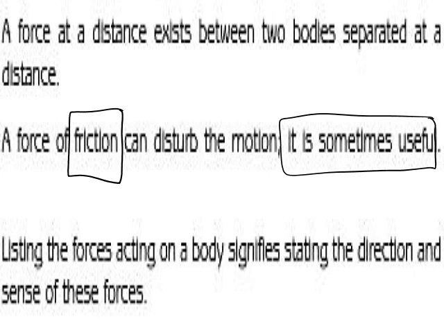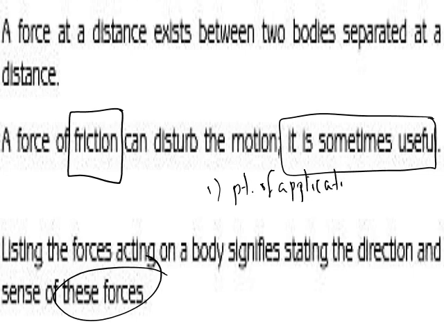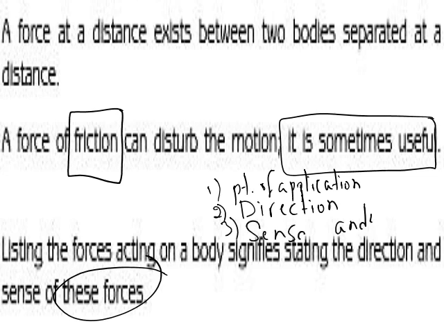Listing the forces acting on a body signifies stating the direction and the sense. First of all, you have four characteristics of the force. You have one, point of application. Number two, direction, line of action. Three, sense. And number four, the magnitude.